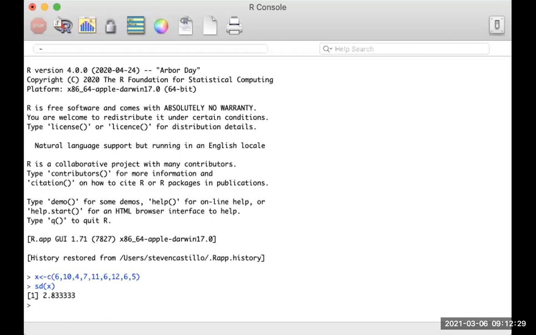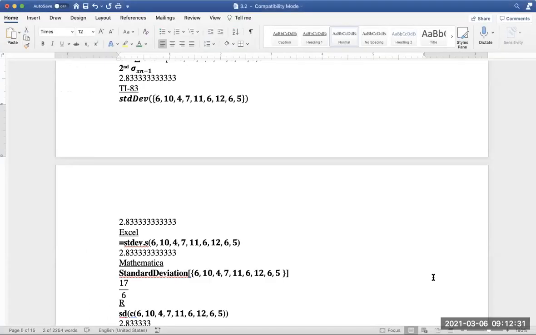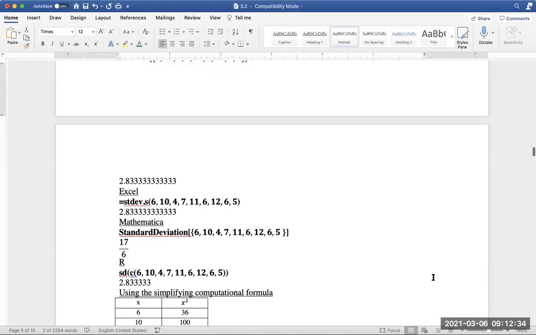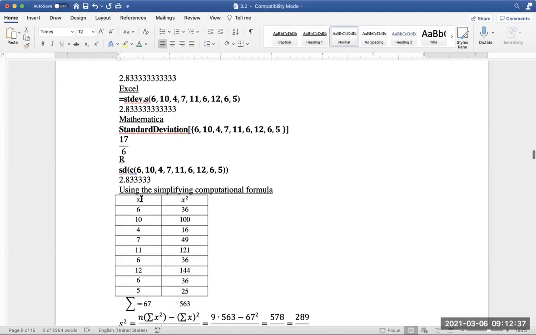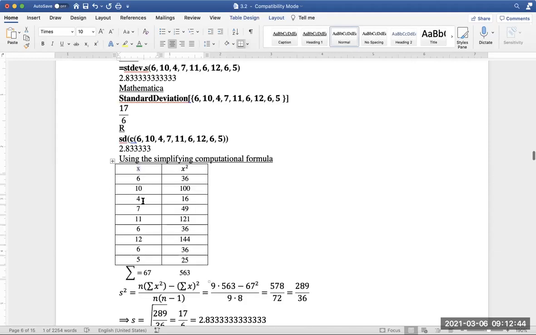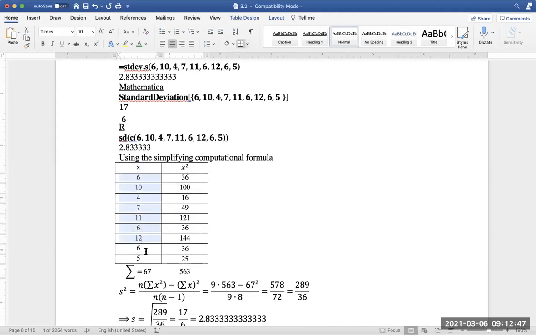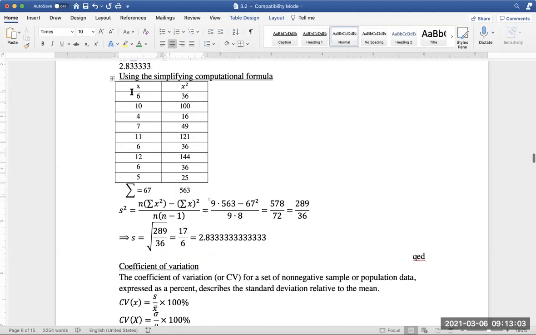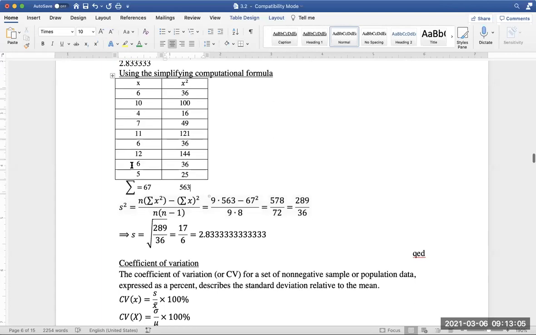There it is. We have so many things open, it's hard to figure out where documents are. Okay, so I could also do it by hand, using the simplifying computation formula. So I'll list down all the numbers: 6, 10, 4, 7, 11, 6, 12, 6, 5. Add them up, 67. Square them: 36, 100, 16, 49, 121, 36, 144, 36, 25. Add these up, 563. So there are 2, 4, 6, 8, 9 numbers.